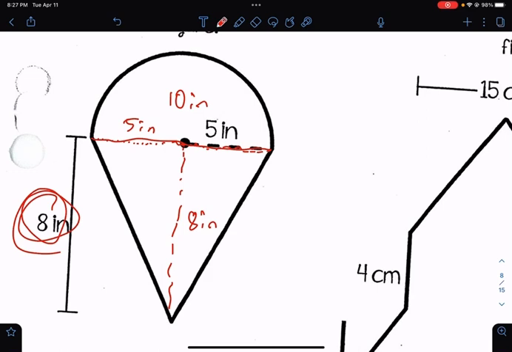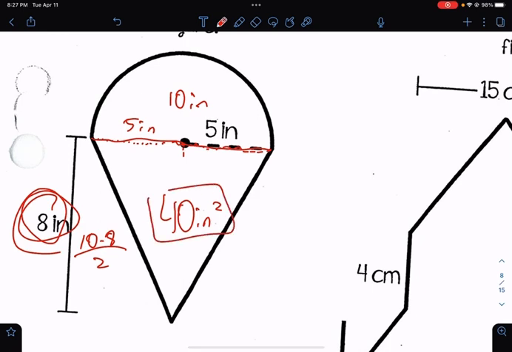So all I'm going to do is take our base times height, 10 times 8, and divide it by 2. 10 times 8 is 80. 80 divided by 2 is 40. So I'm going to write 40 inches squared. That is for the triangle, that is all of this. This is 40 inches squared.